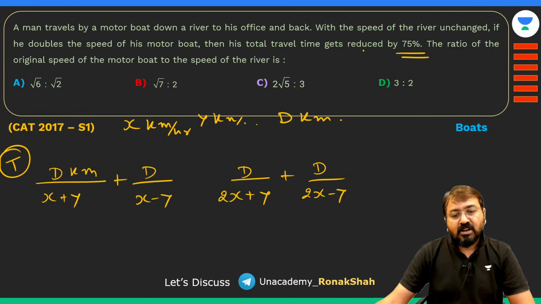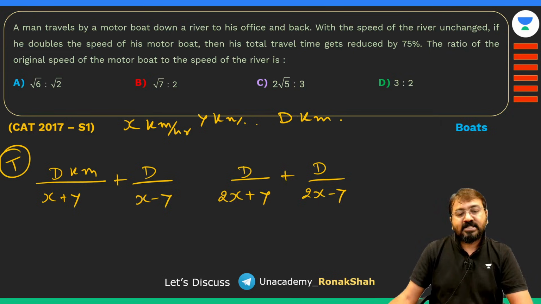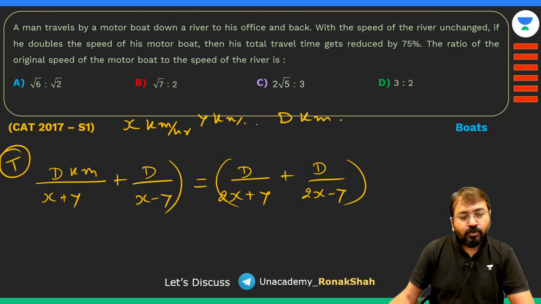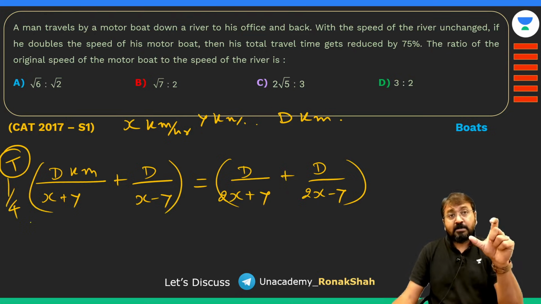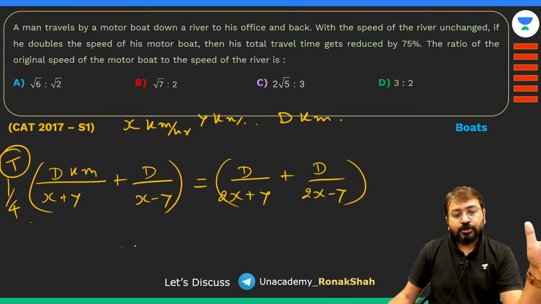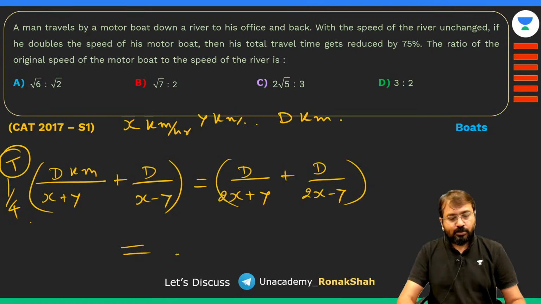Then his total travel time gets reduced by 75%. So guys, this new time is just 1/4 of the previous time, because it has reduced by 75%. So it has become 25% of the previous time, right? So this is how you solve this question. I'll just show you that solution.